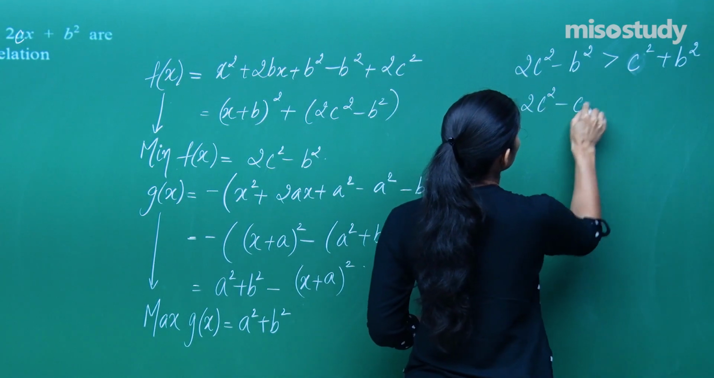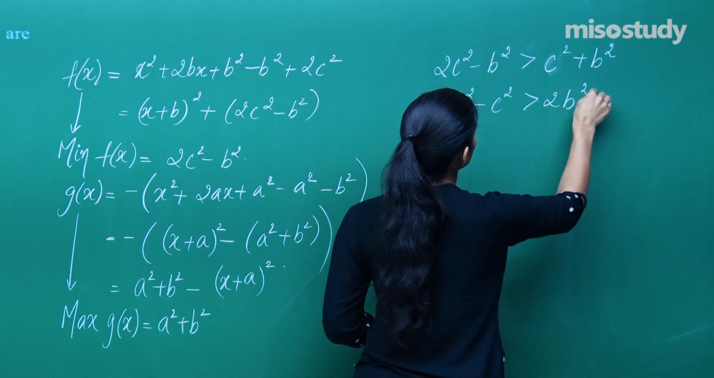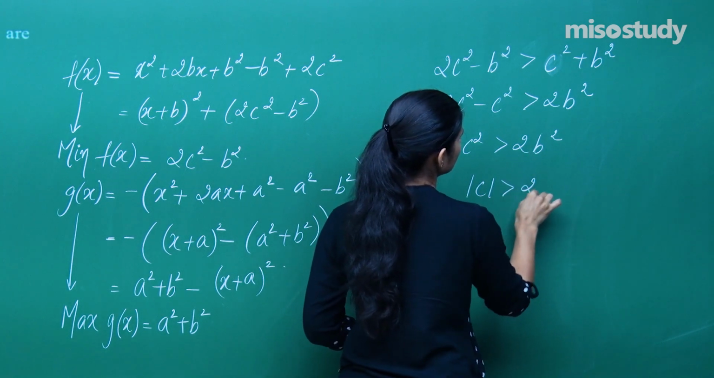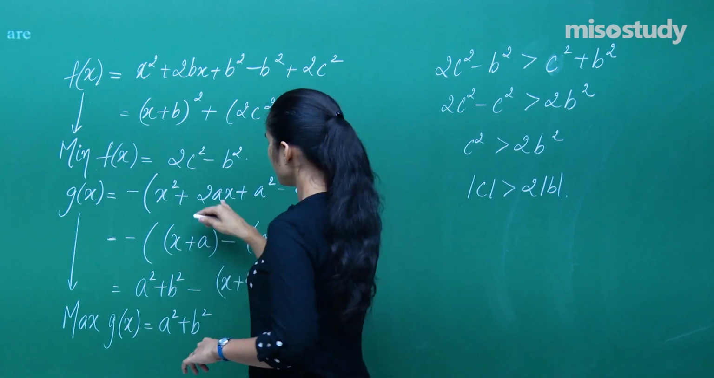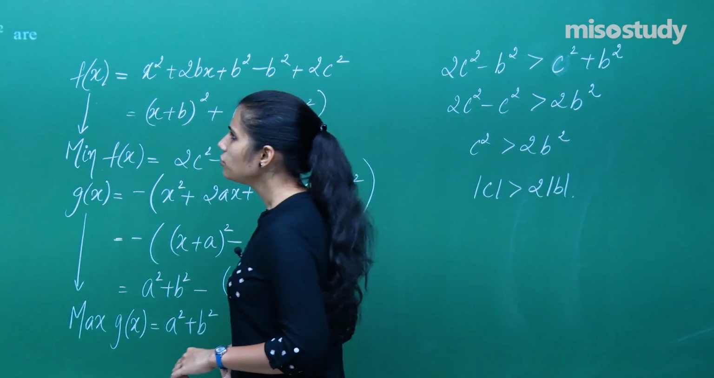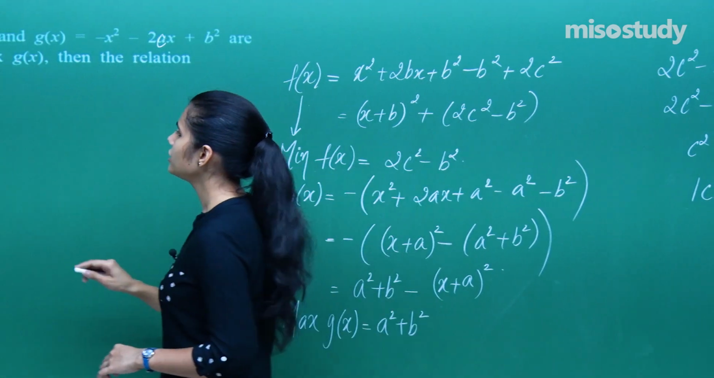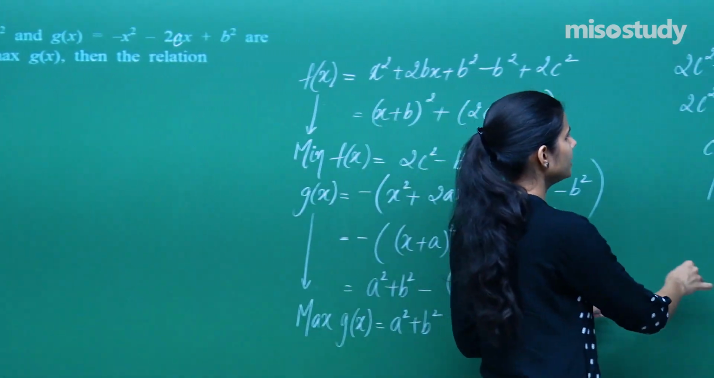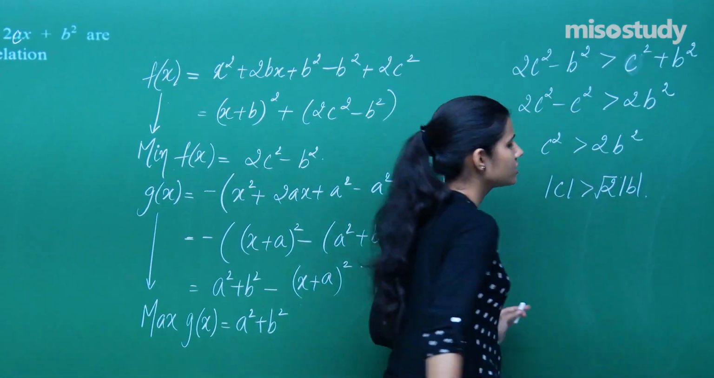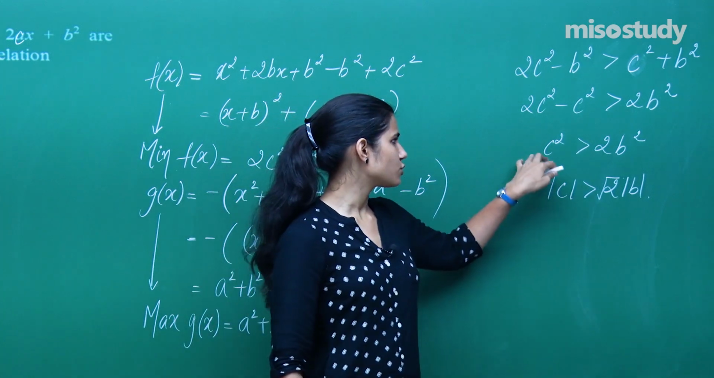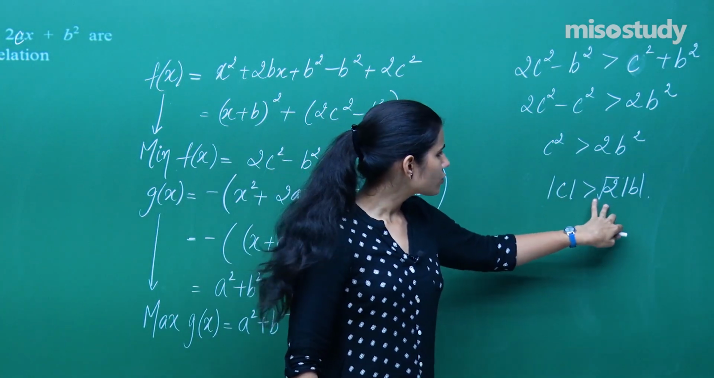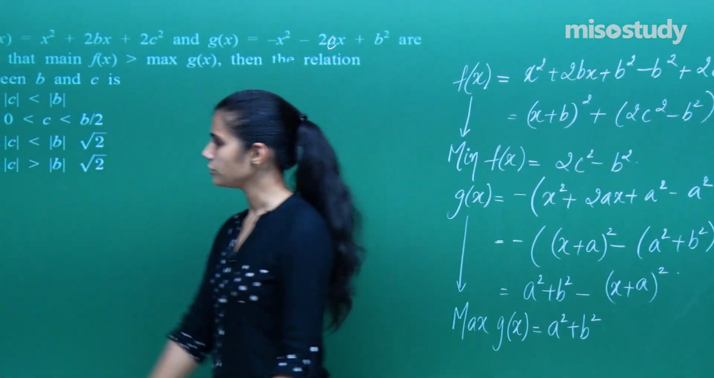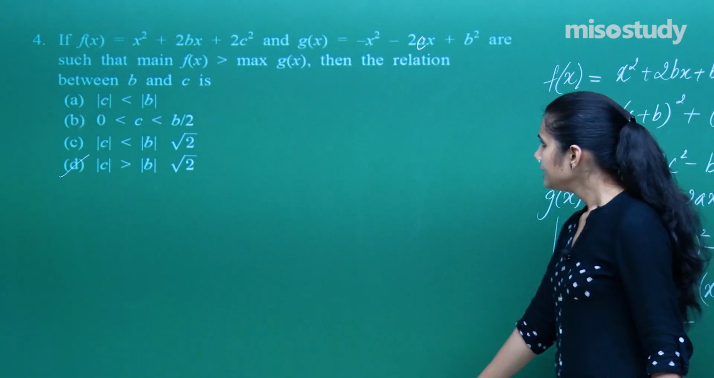So, you get 2c square minus c square is greater than 2b square, which means c square is greater than 2b square, or you can say mod c is greater than root 2 mod b. Everywhere in place of a you can just substitute c, and you are going to get that mod c is greater than root 2 mod b, which is basically your answer. This is root 2 because we are taking the square root first and then putting the mod. So, the square root of c square is mod c, then root 2, and the square root of b square is mod b. So, mod c is greater than root 2 times mod b. Okay.